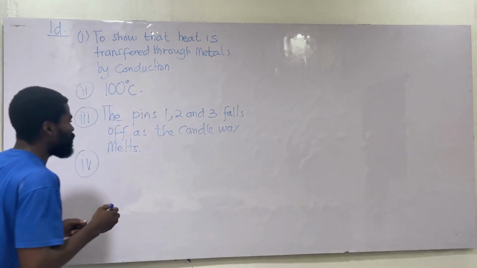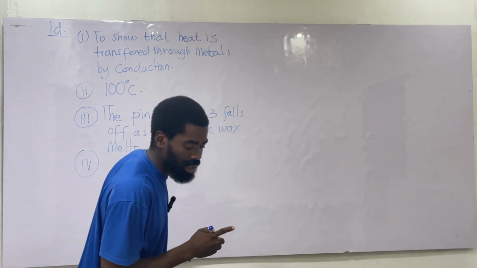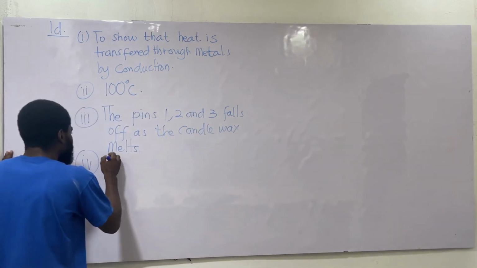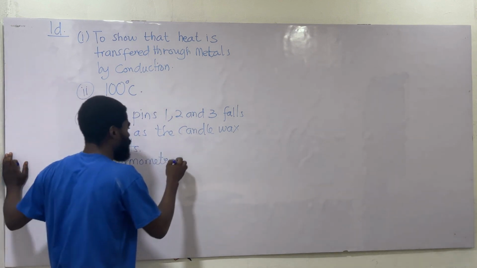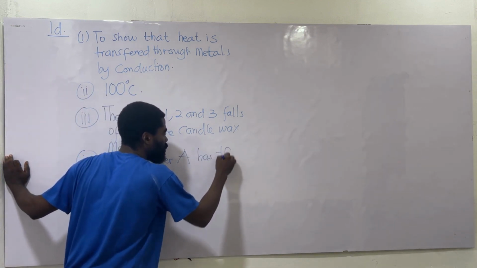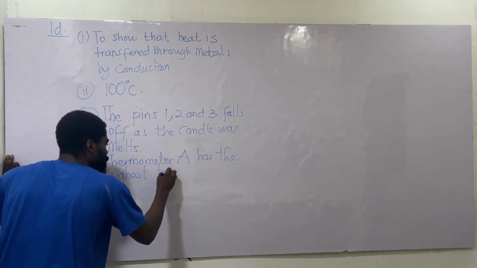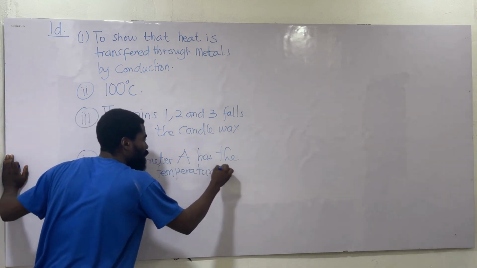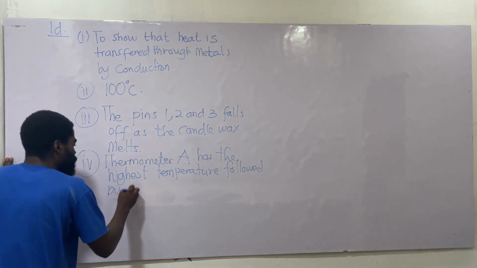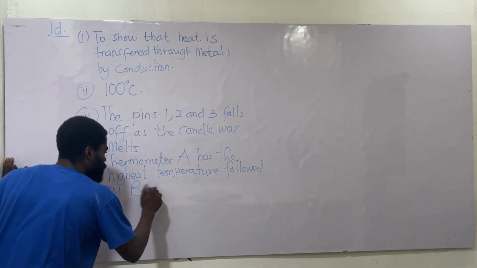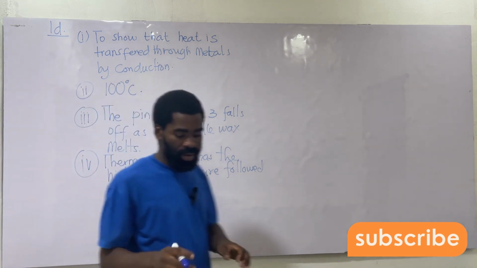So A will have the highest temperature. From this experiment, state the observation that will be made about the temperatures recorded at thermometers A, B and C. Thermometer A has the highest temperature, followed by B, then C. So that is about that.